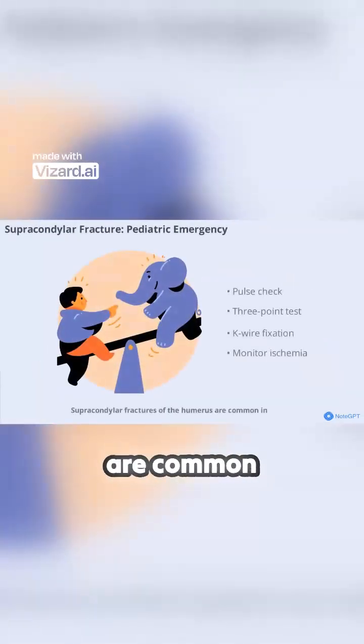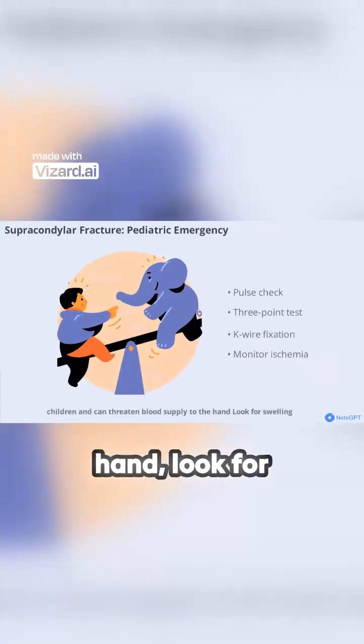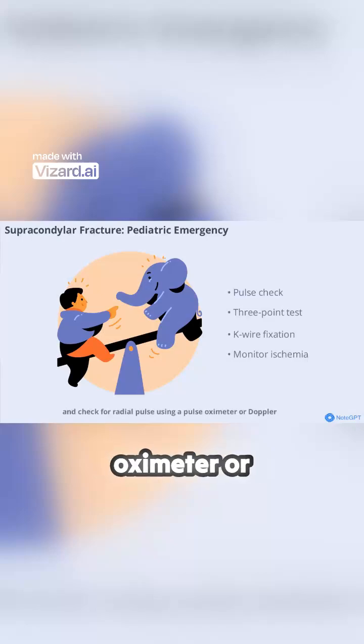Supracondylar fractures of the humerus are common in children and can threaten blood supply to the hand. Look for swelling, inability to move the elbow, and check for radial pulse using a pulse oximeter or Doppler. The 3-point relationship of elbow bones is altered. X-rays show fracture displacement and fat pad sign.